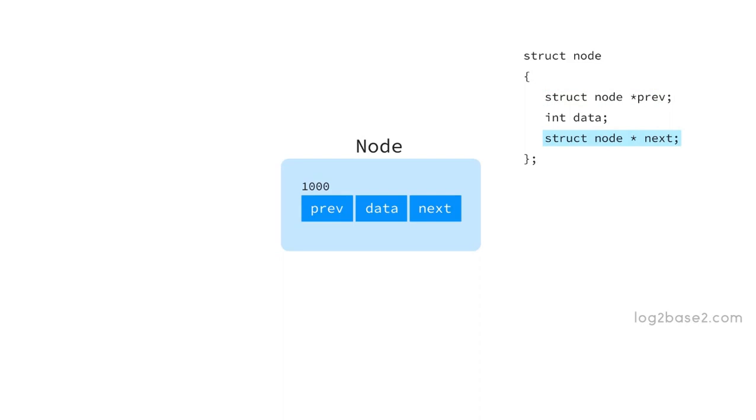And like singly linked list, in doubly linked list also, a head pointer points to the first node and the next part of the last node points to null. And since we have a prev pointer also, the prev part of the first node will also point to null.